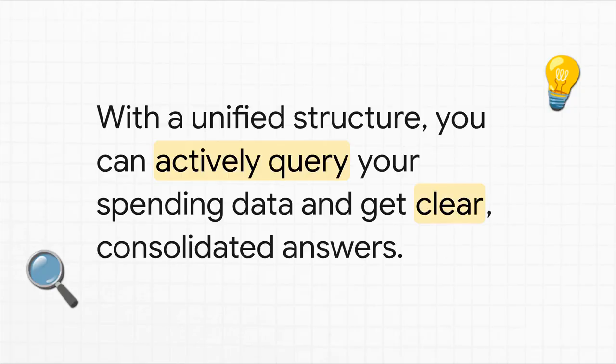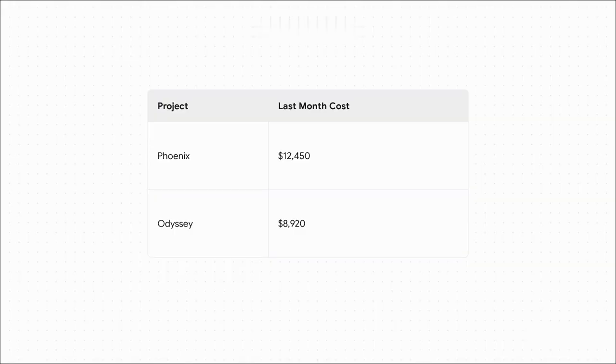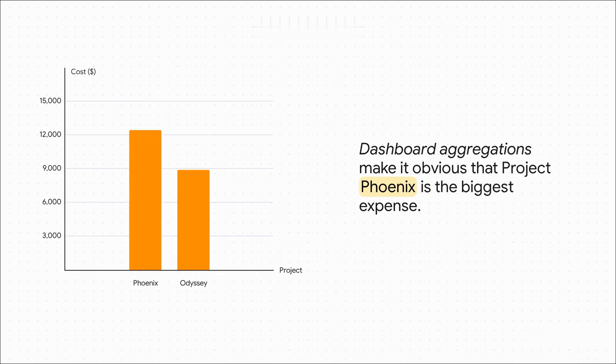For example, you could run a super simple query like, hey, show me my total costs, but group it all by my project tag. And bam, instantly you get a nice clean table just like this. It shows you exactly how much the Phoenix project cost versus the Odyssey project last month, and it doesn't matter if some of those resources were on AWS and others were on Azure. It's all right there.